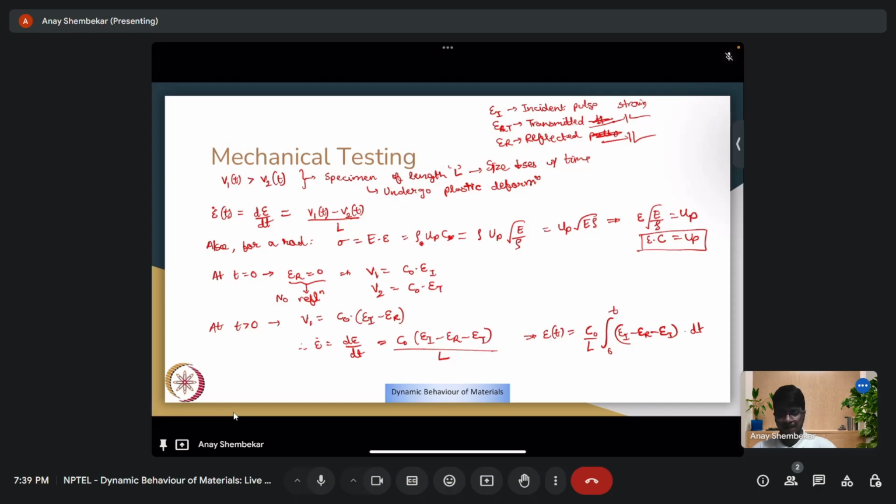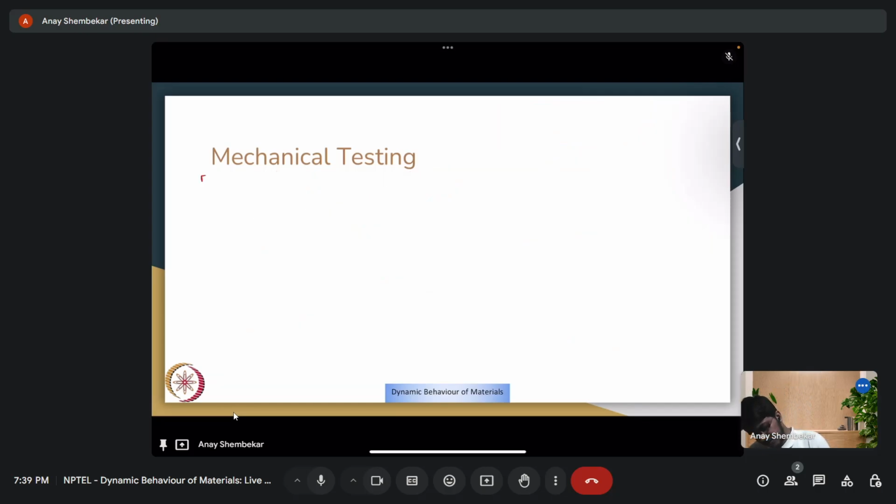Okay, and for stress in the specimen, we have sigma equal to P1 of t plus P2 of t, by 2A. A is the specimen area, and P1 and P2 of t are the forces at ends 1 and 2.